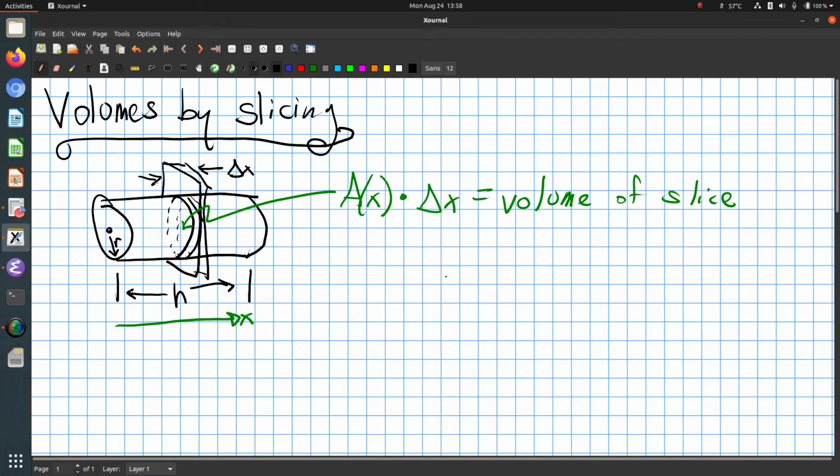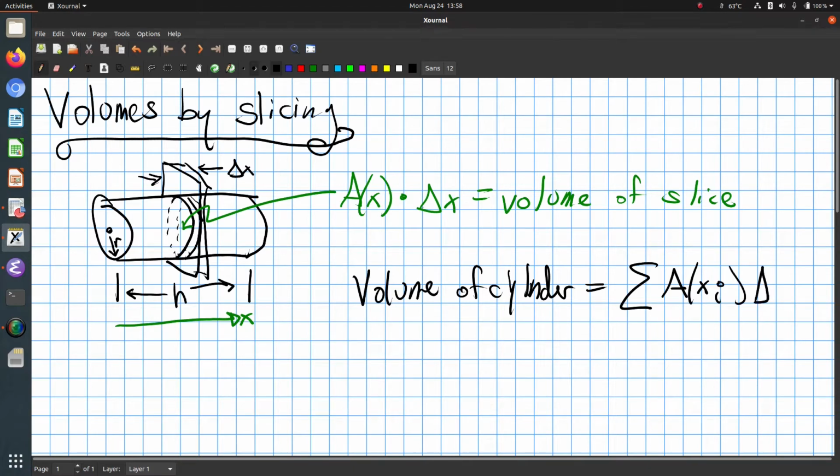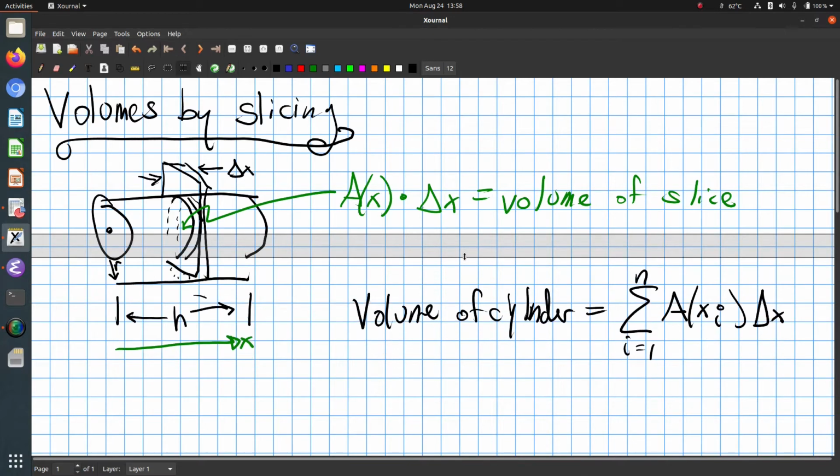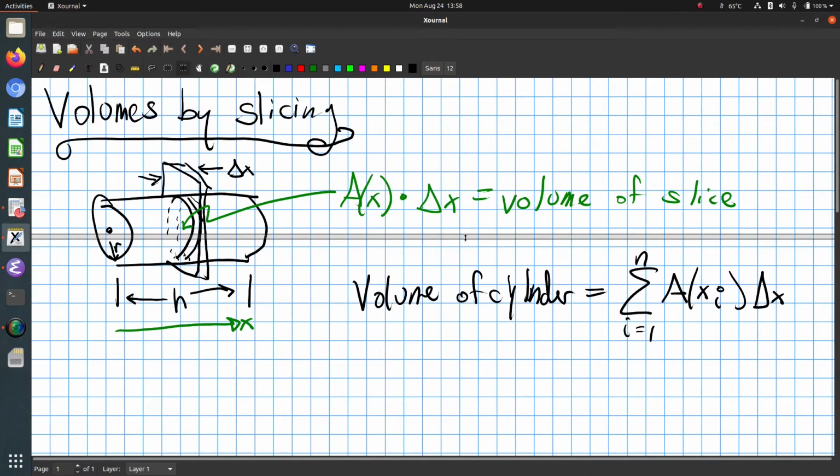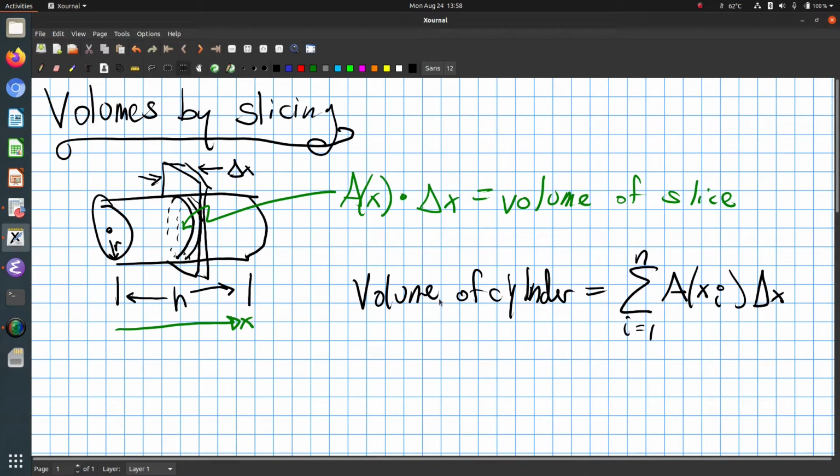And so now that we've sliced this up, the thing to do is to say the volume of the cylinder is a sum. It's a sum of the different areas times delta x for i equal to 1 to n. Now, of course, we should probably think of this as a limit, because that delta x in this case here is just fine because the cylinder is all the same cross-section.